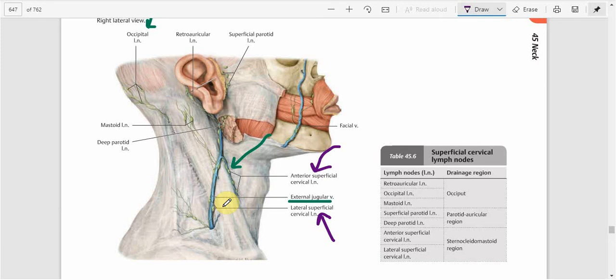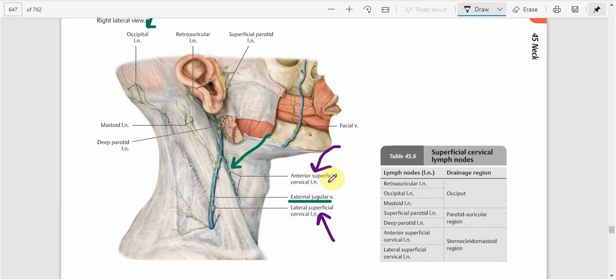The suprasternal lymph node is a member of this group. Which lymph node? The suprasternal. So we now know a particular lymph node that is a member of the anterior superficial cervical lymph nodes, and they drain the skin of the anterior part of the neck below the hyoid bone. This is the location of the hyoid bone. So the anterior part of the neck below the hyoid bone drains into the anterior superficial cervical lymph nodes.